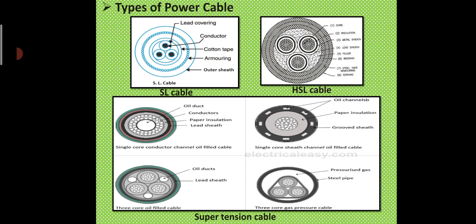Single core cable with oil channel in conductor. In this, a hollow spiral of steel is used. Connectors are kept around the spiral. Oil under pressure is kept in the cavity of the spiral. Insulation, bedding, brass tape armoring and serving are provided.